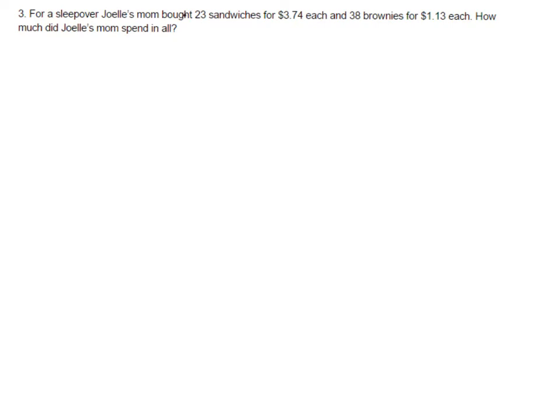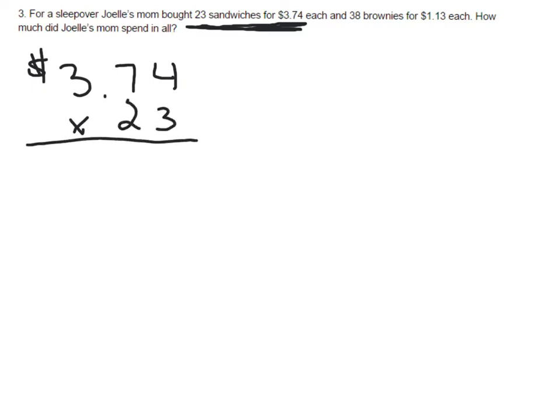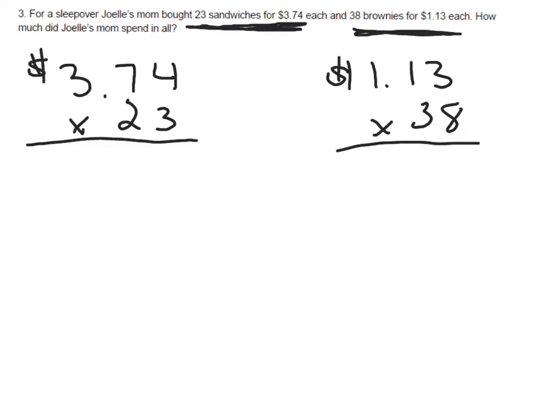Here, we're first going to think about the sandwiches that she bought. 23 sandwiches for $3.74. So I have to find out how much she spent on just the sandwiches. So to do that, I'm going to multiply by 23. So $3.74 times 23. And then I'm going to think about the brownies. It says she bought 38 brownies for $1.13 each. So $1.13 times 38. So let's multiply those.